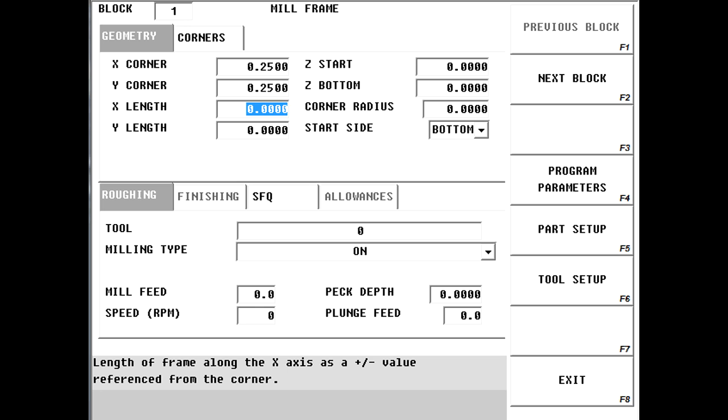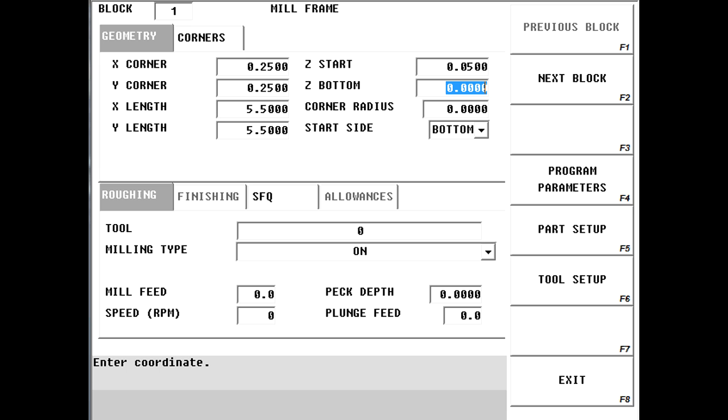Now it's asking for the length in X and the length in Y of the frame from that corner. Well, we're going to travel 5.5 inches in the positive direction along X, and we're going to do the same thing, 5.5 inches in the positive direction in the Y. My Z start, that's the position I'm going to rapid to above the part before I begin any feeding. And my Z bottom will be the final depth of this frame, which is 0.25.